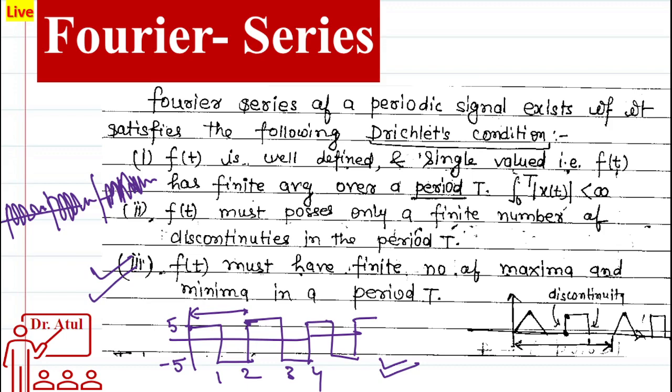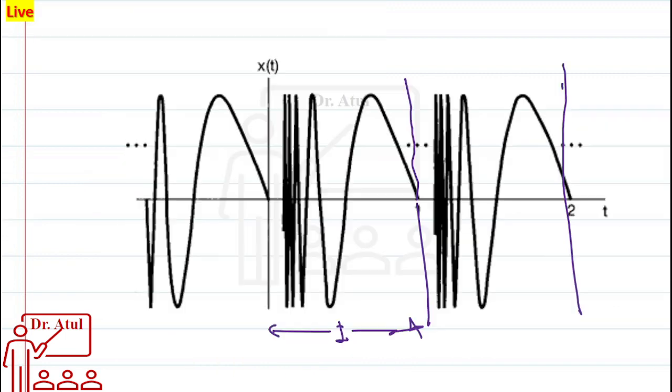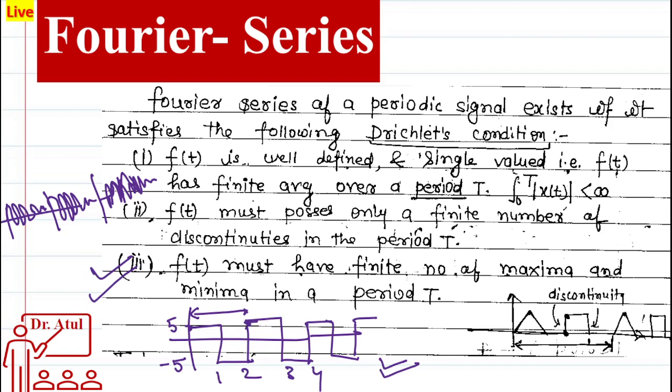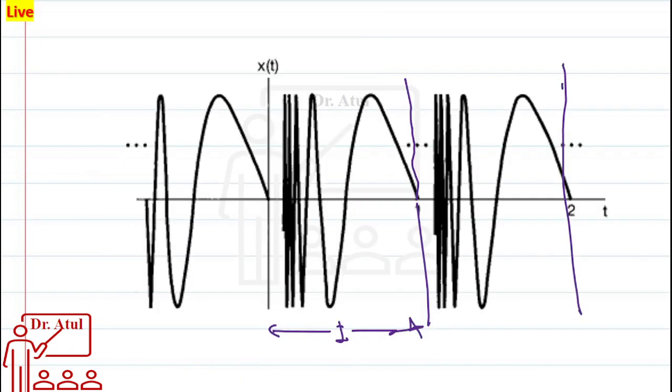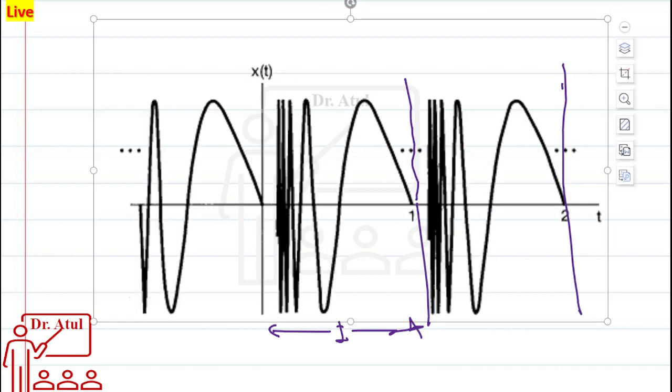Next one, third condition. The third condition is that x(t) must have a finite number of maxima and minima. So how many maxima and minima in this? 1 and 2. One maxima, one minima. But here you see that in one time period there are an infinite number of maxima and minima in this signal, because this signal is becoming closer in one time period. Therefore, there are infinite maxima and minima.